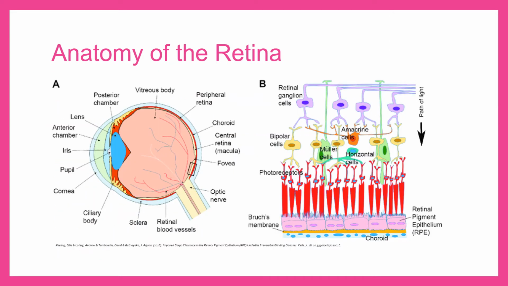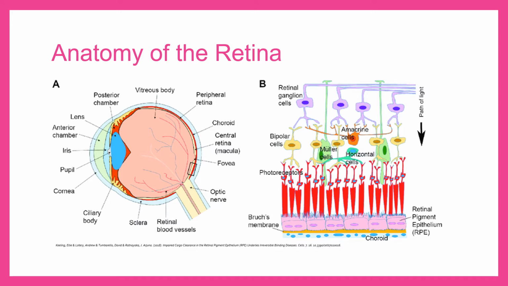Here is perhaps a more helpful illustration of the retinal anatomy and also the context in the eye in which the retina resides. If you look at picture A, the light first enters through the cornea and then the anterior chamber. The iris controls the size of the pupil and therefore the amount of light that comes through.